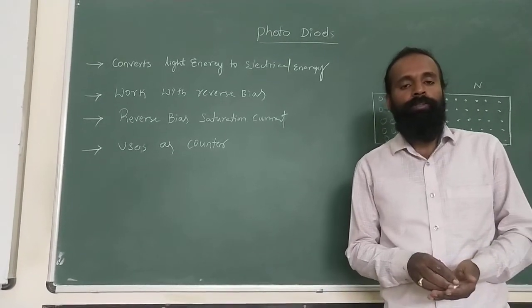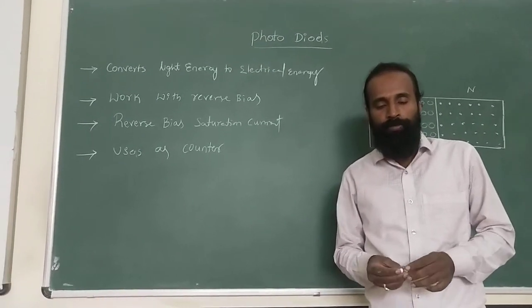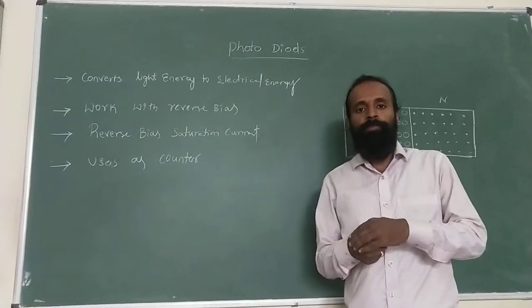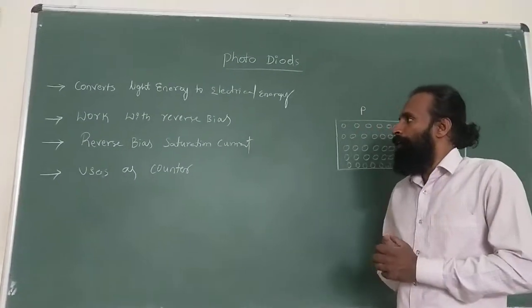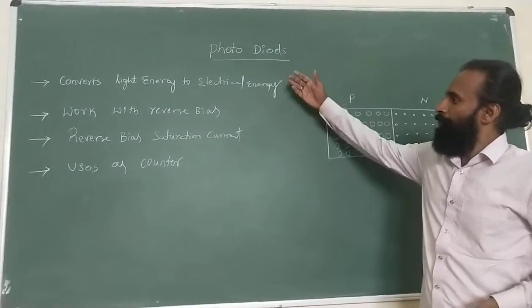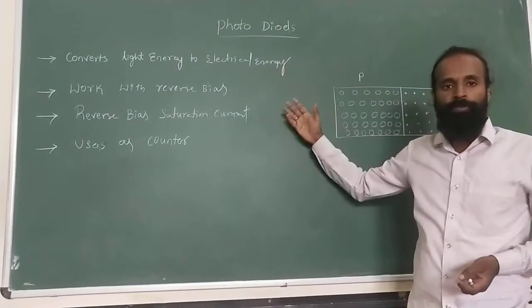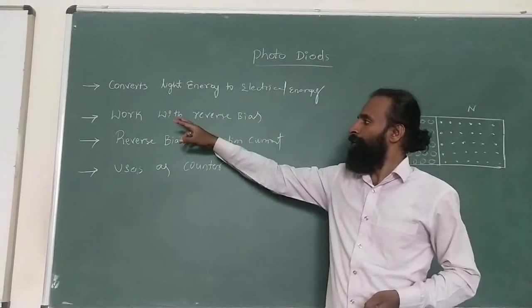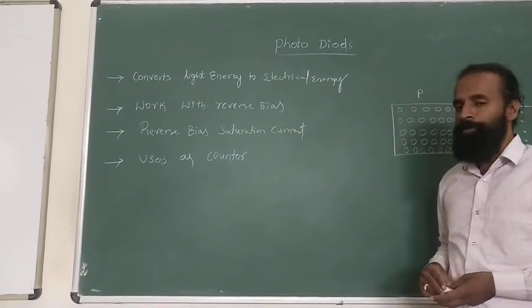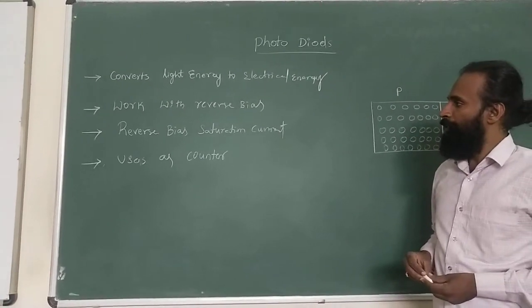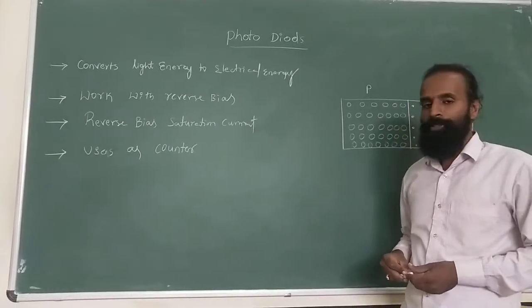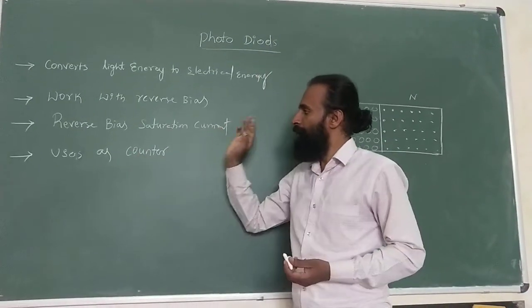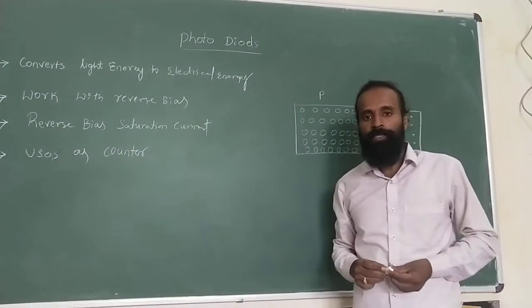So now we'll discuss the photodiode. What is a photodiode? The working principle of the photodiode. We have four different topics: how the photodiode works with reverse bias, the reverse bias saturation current, and the uses of the photodiode, including its use as a counter.